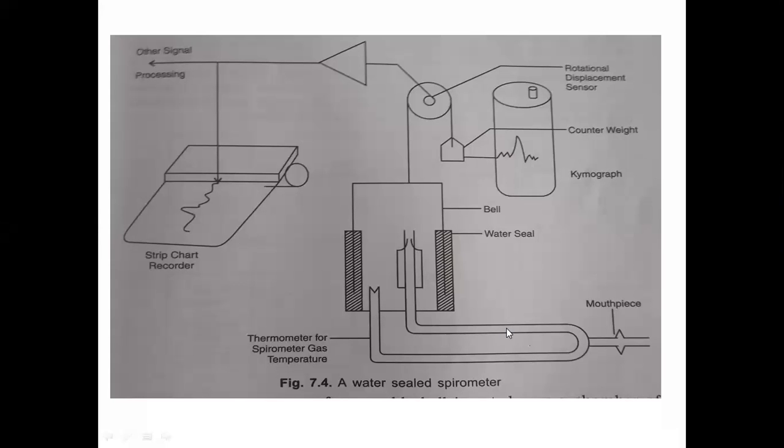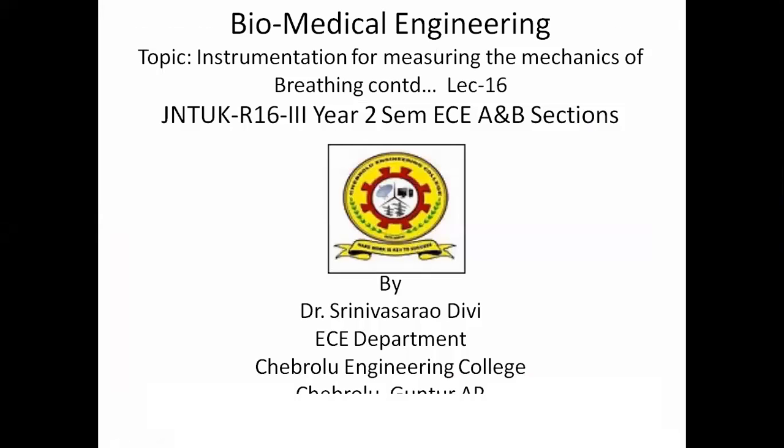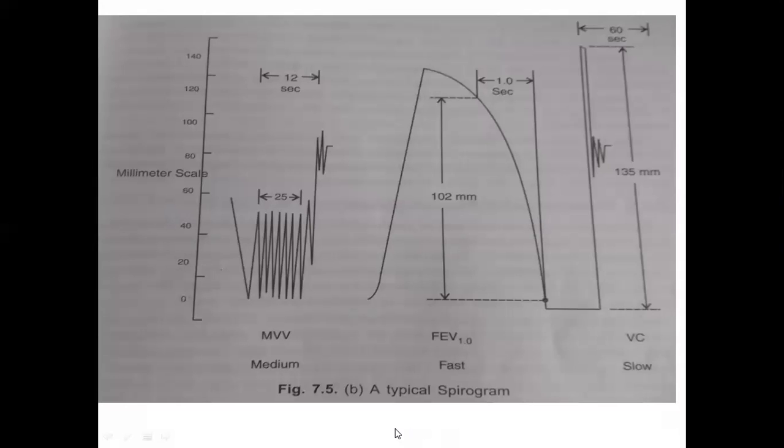This is the electronic spirometer. So coming to today's session, we'll see a spirogram. Using the spirogram, we can analyze different volumes and capacities of the lungs. So this is a spirogram. On the y-axis we have a millimeter scale.